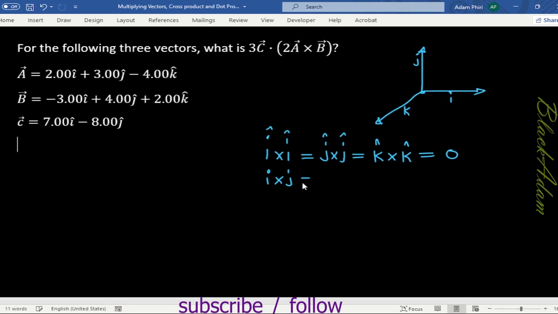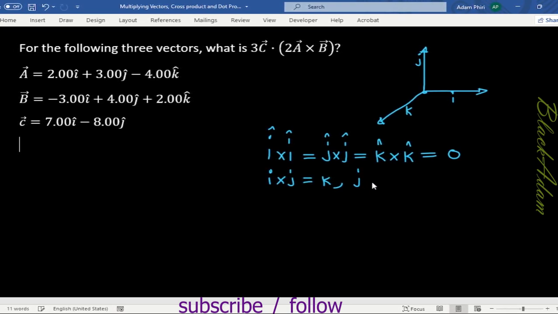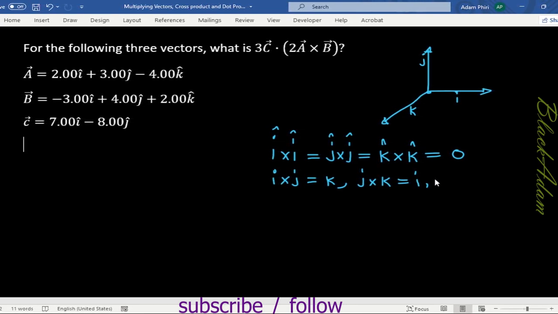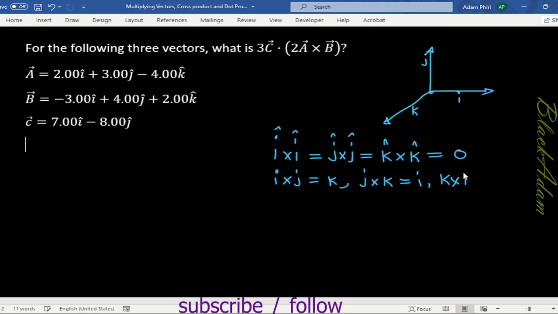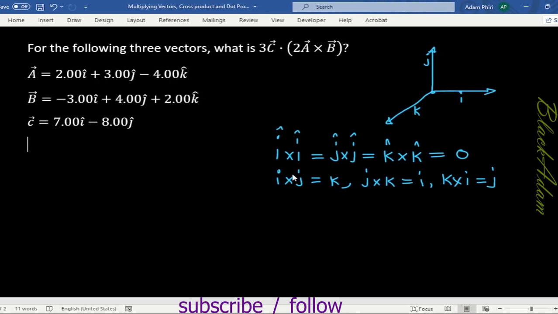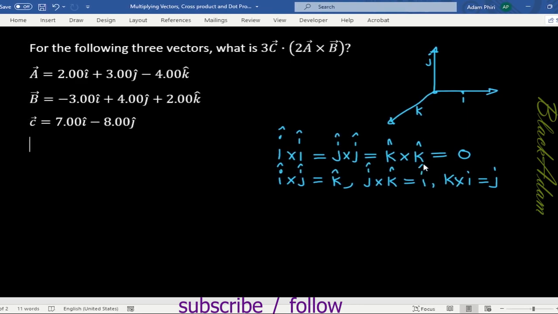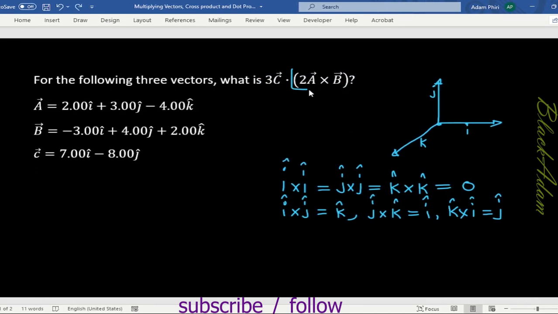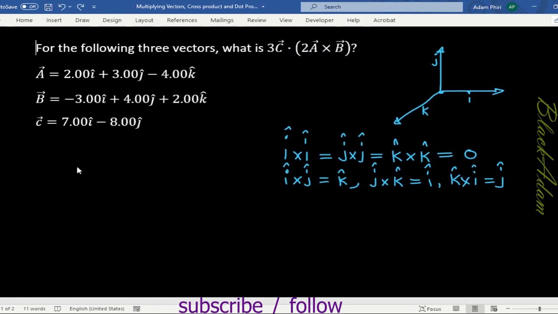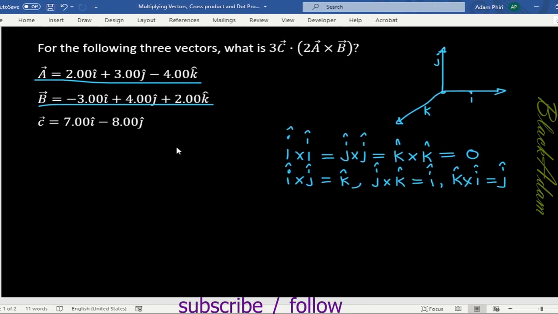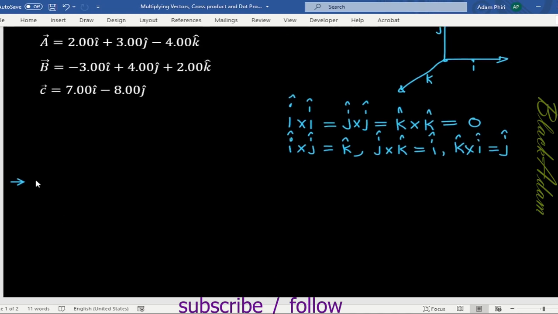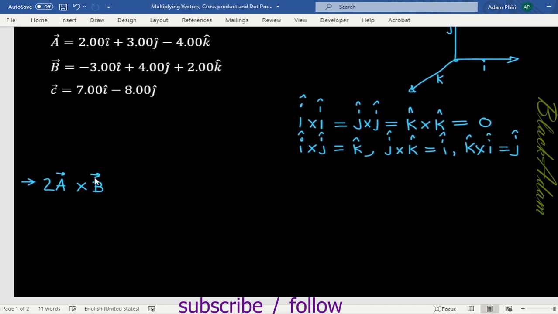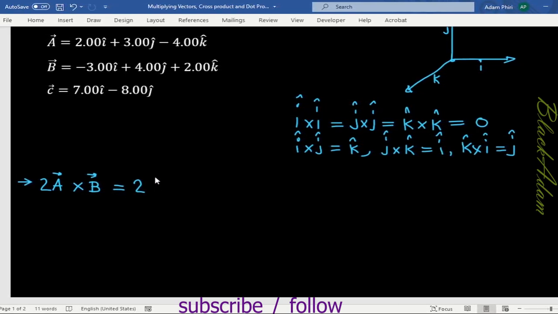Okay, and then i cross j is equal to k, and then j cross k is equal to i, and k cross i is equal to j. Those are the pieces of information that we need so that we know what to do when we multiply. So multiplying that, first of all we have 2a multiplied by b, so 2 times vector a multiplied by vector b.